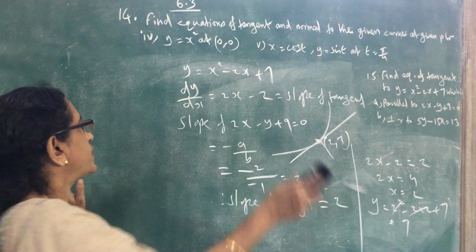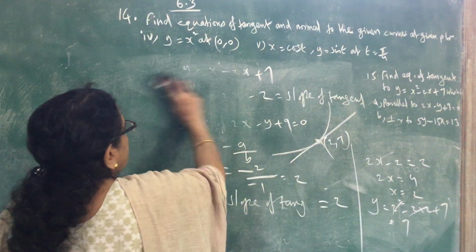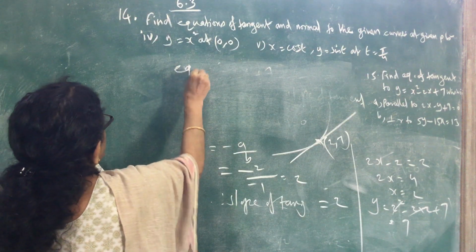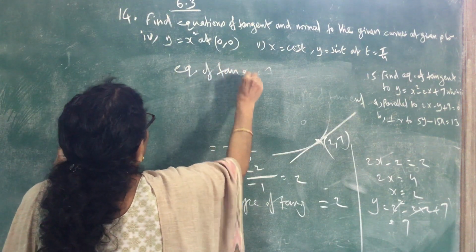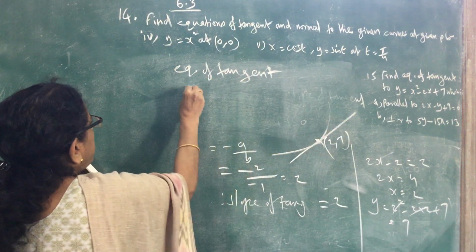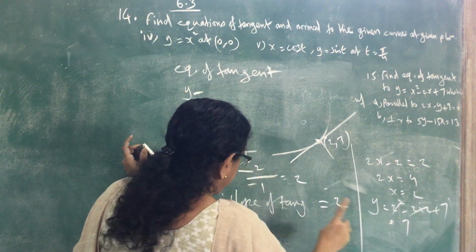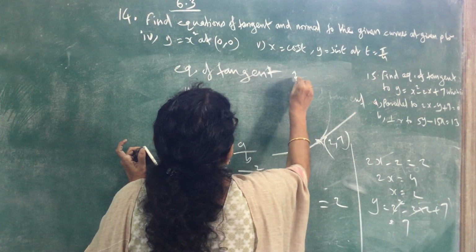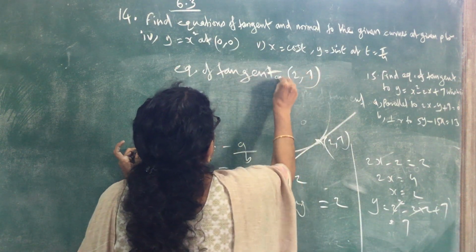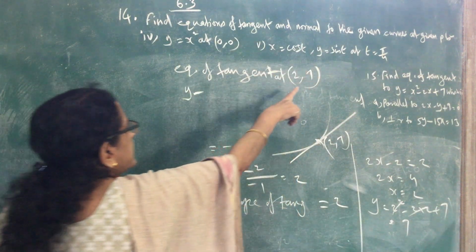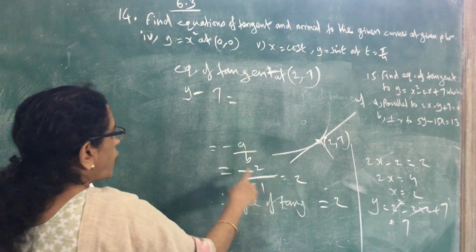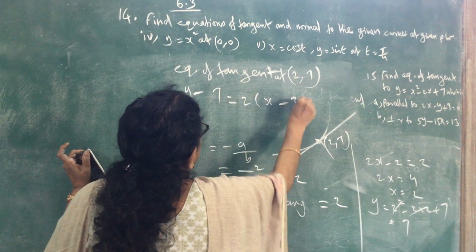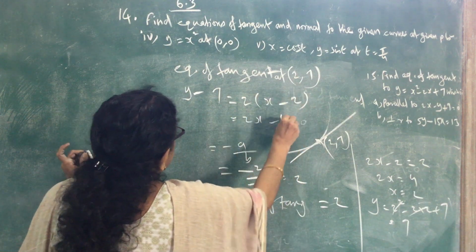So now we can find the equation of the tangent. We got the point and slope. The equation of the tangent at the point x equal to 2, y equal to 7, that is 2, 7: y minus y1 equal to the slope of the tangent, that is 2, into x minus x1. So that is 2x minus 4.